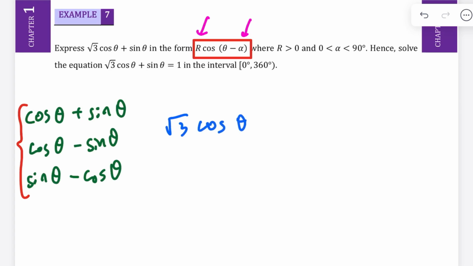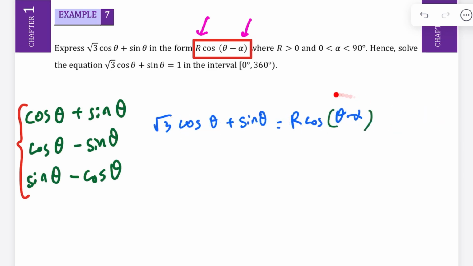Now you have root 3 cos theta plus sine theta. You are asked to rewrite this in terms of r cos theta minus alpha. Okay, why do we need to rewrite this in this term? Because this is a single trigo function. This will be very easy to solve later on, rather than doing this that you cannot solve by using properties, identities, and so on. Okay, so with whatever given to you, let's expand.